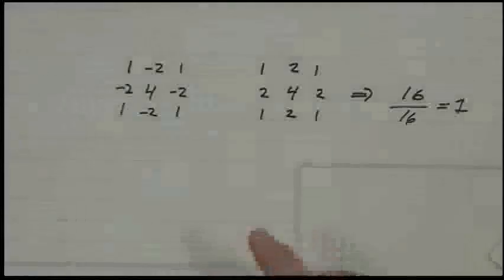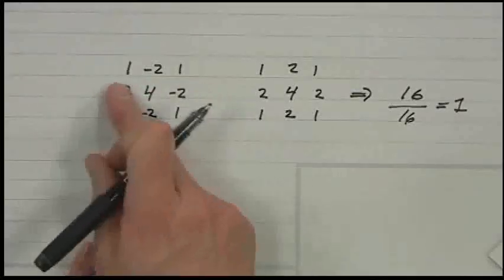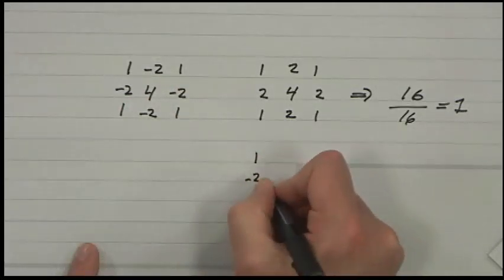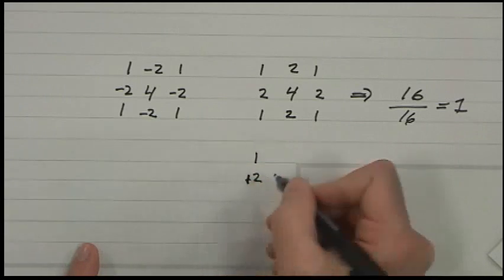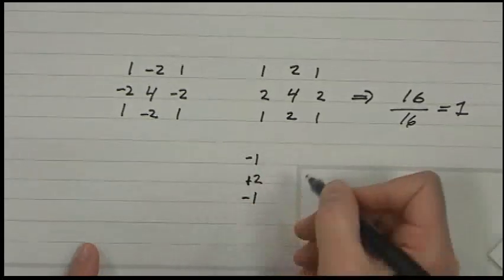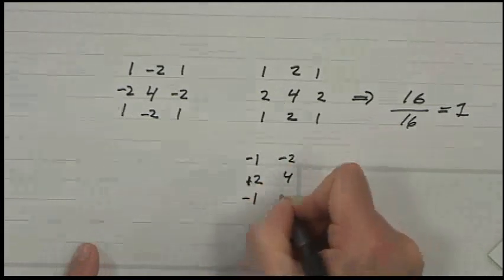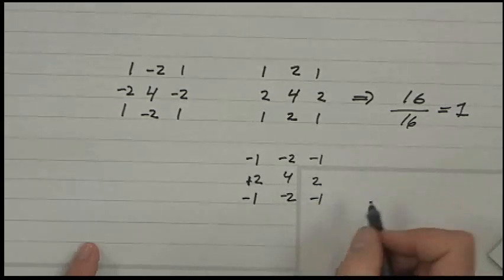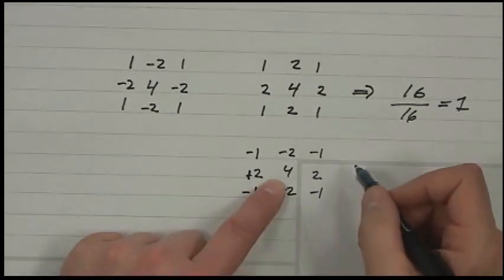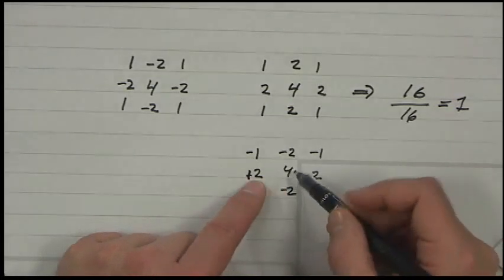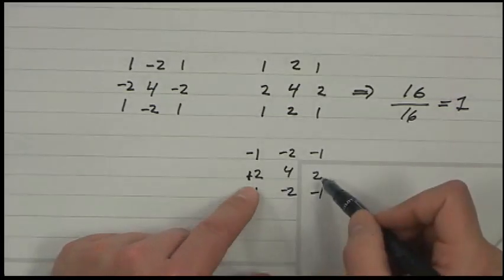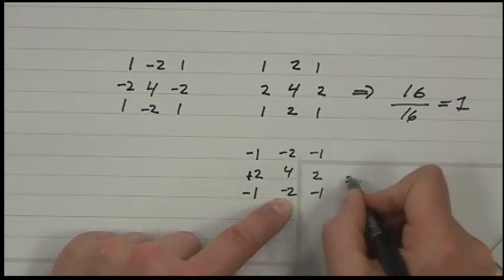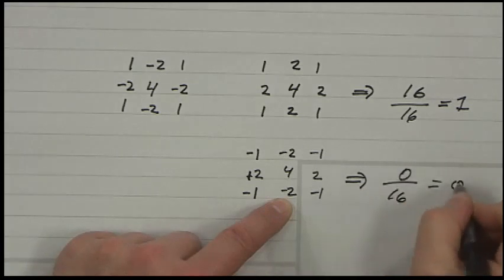Because, let me see, I could do that too. If I only do the alternation along the rows and not the columns, then I'll get 1, minus 2. Oh, no, I'm sorry. This will be plus, this will be minus, this will be minus 1. And this will be minus 2, 4, minus 2. And this will be minus 1, 2, minus 1. So let's see what that adds up to. 4 plus 4, so that's 8. Minus 4 is 4, minus 4 is 0. So it's 0 over 16 equals 0.